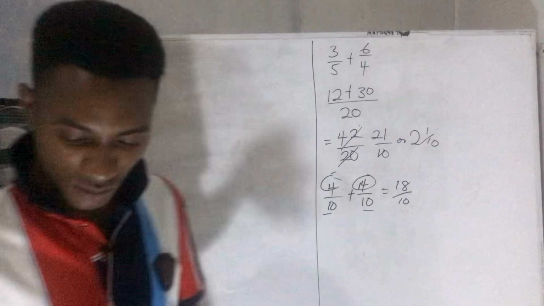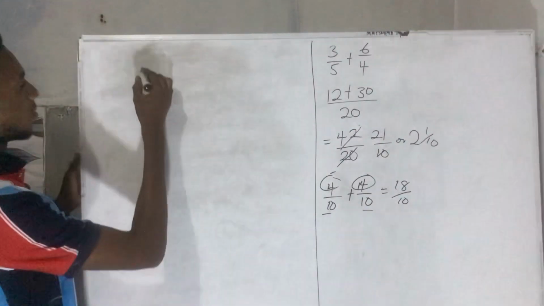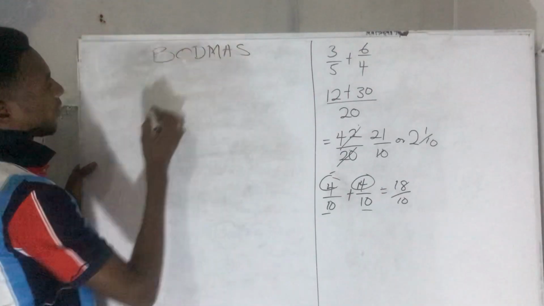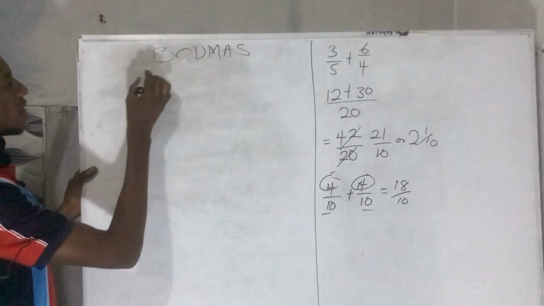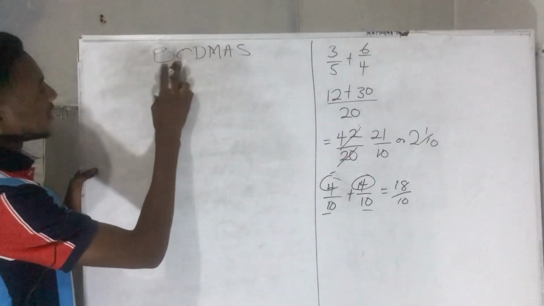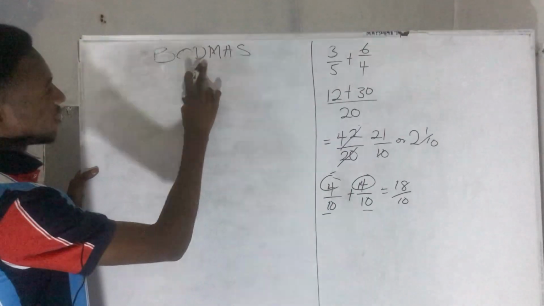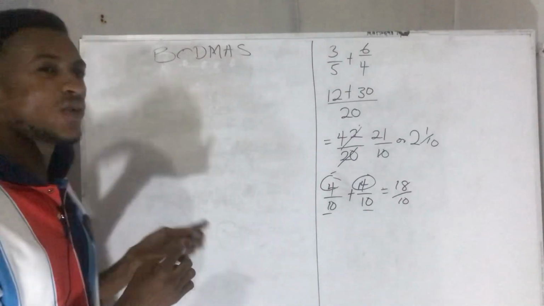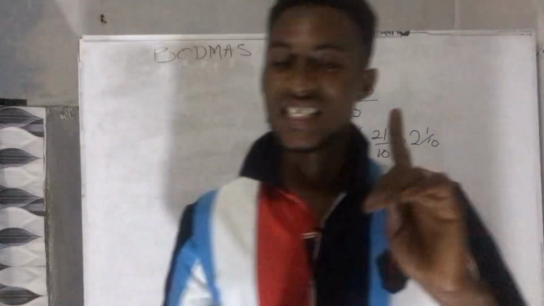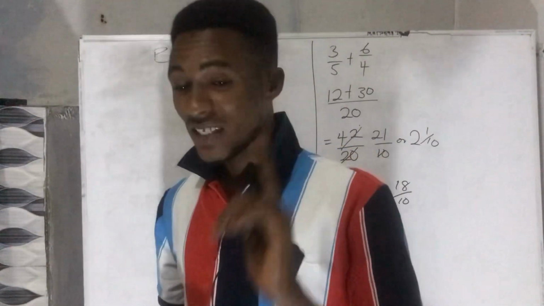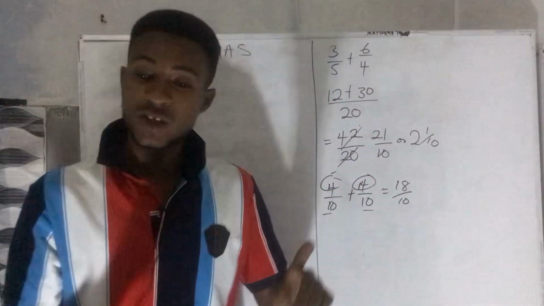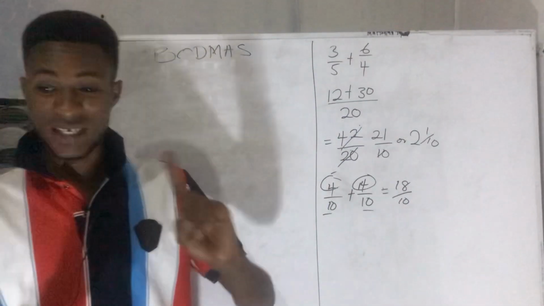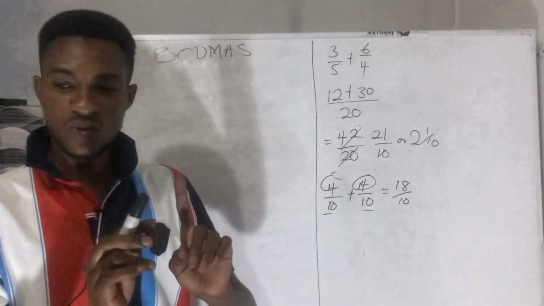You get it? Now let's go this way. BODMAS. This one stands for Bracket, Of, Division, Multiplication, Addition, and Subtraction. Now, when dealing with BODMAS and you see any fraction in brackets, the first thing you have to do is remove the bracket by solving the problems in the bracket. Then after that, if you see any of, meaning multiplication, whenever you see of, you have to multiply.